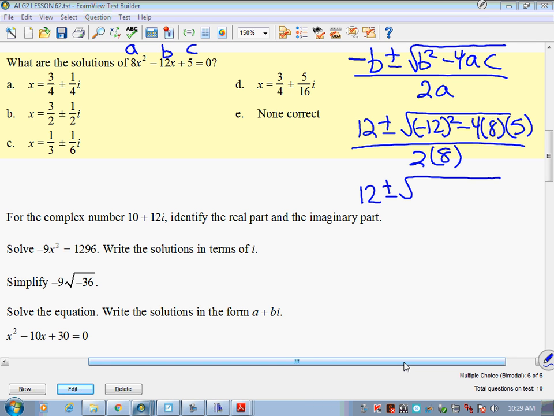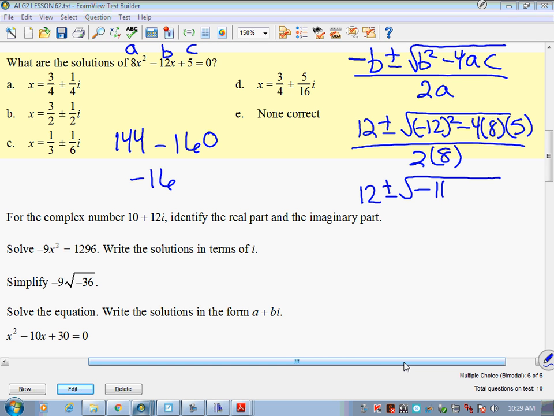So what's negative 12 times negative 12? 144 minus, what's 4 times 8? 32. What's 32 times 5? So 144 minus 160 is what? Negative 16. Were you guys saying that? Because it sounded like you were saying 160. Oh, okay. We want the value of the whole thing in here.